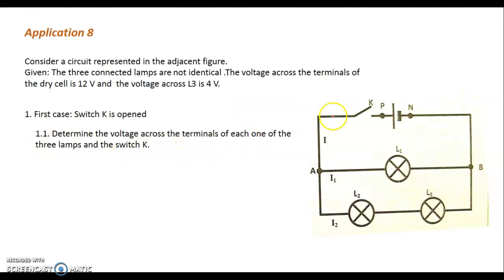and the switch K. In this case, switch K is open, so you know the rule. You open a switch, the voltage across it is equal to U battery, which is in this case 12 volts.